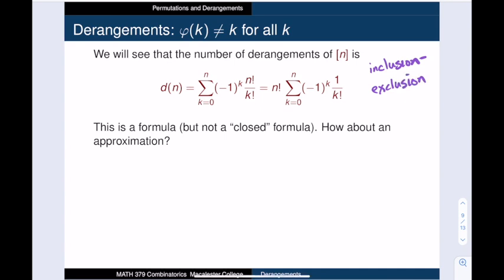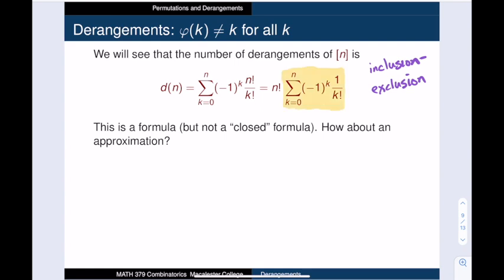The other thing we will notice in this answer is that there are lots of factorials all over the place. So this is a formula, but it is not a closed formula, meaning that it's not simple. It has a summation sign in it. And in fact, there is no simple formula, which is a little disappointing. But how about the next best thing? Is there a simple approximation?